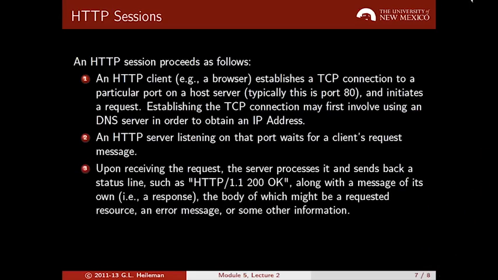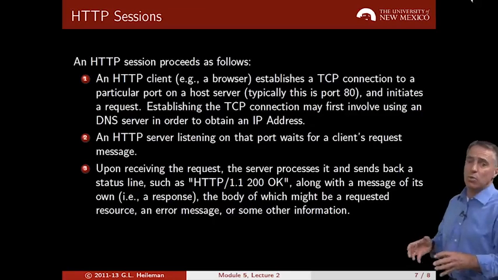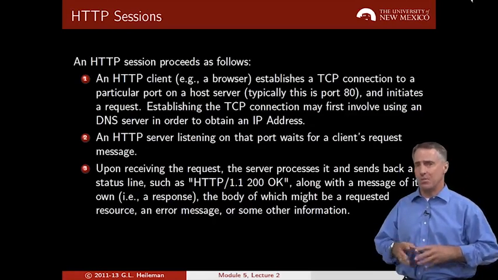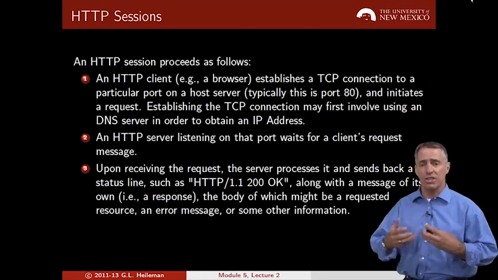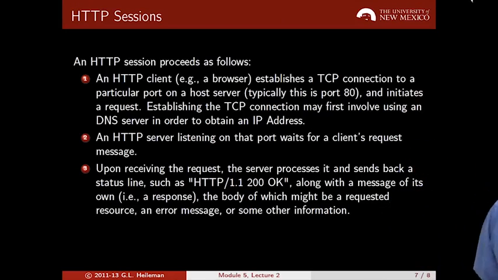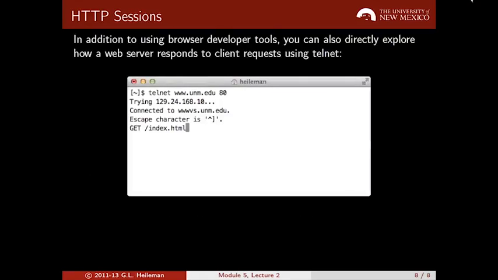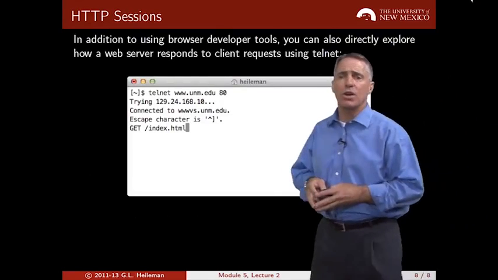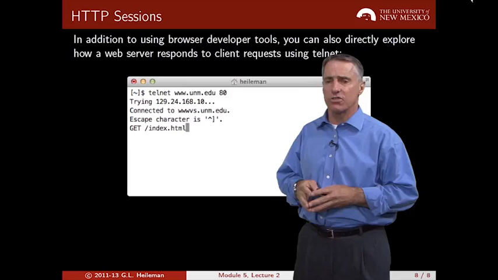So the server's listening on the server side and waiting for the client's request. And upon receiving the request, the server processes that request, and it sends back a response that includes a status line. So you've probably seen these. HTTP 1.1 means the version of HTTP that it's using, and 200 OK means I'm able to satisfy that request. Here's the response. So this is what's provided as a part of the HTTP response. There could be an error message, and sometimes you'll see these error messages. Let's take a look, though, at what an HTTP session typically looks like.